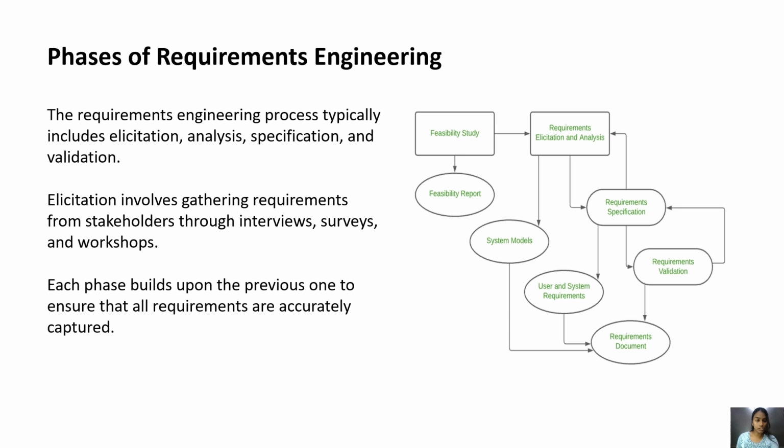Phases of requirements engineering. The requirements engineering process typically includes elicitation, analysis, specification, and validation. Elicitation involves gathering requirements from stakeholders through interviews, surveys, and workshops. Each phase builds upon the previous one to ensure that all requirements are accurately captured.